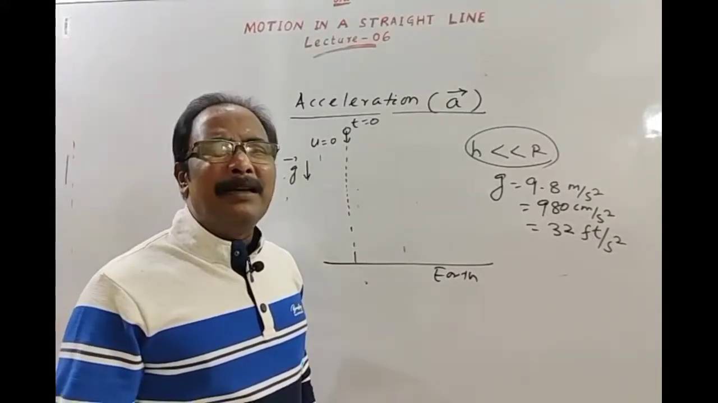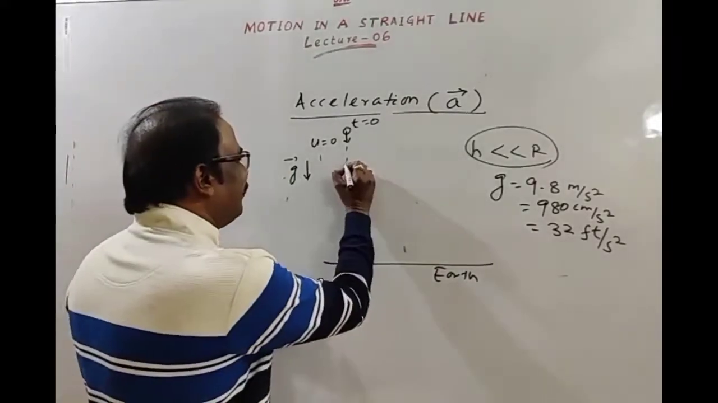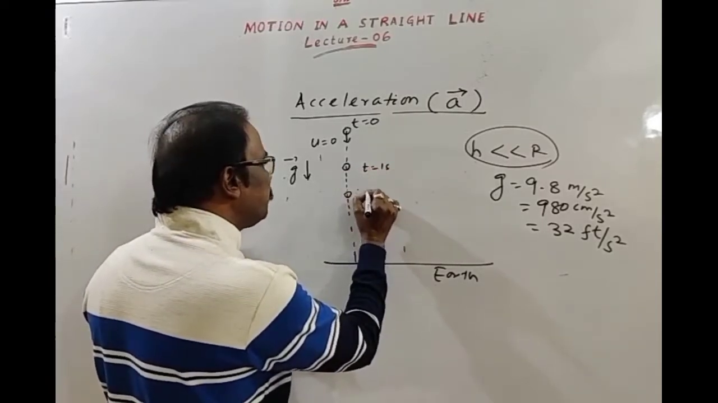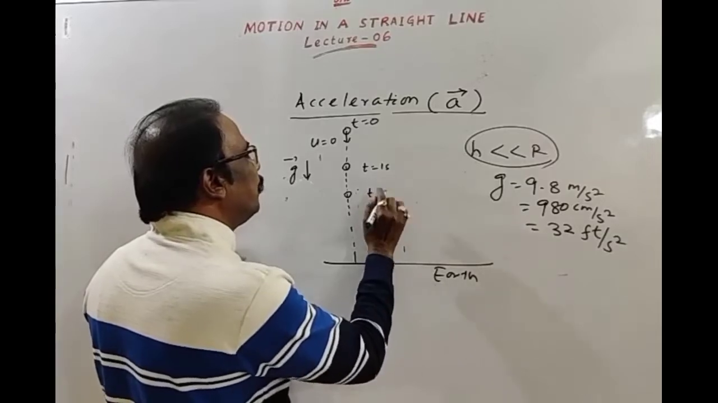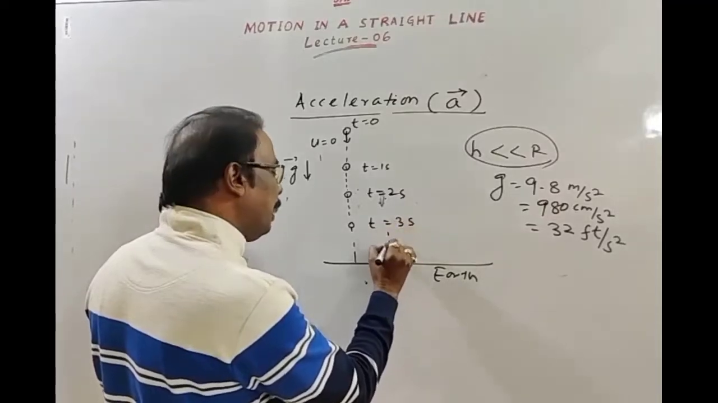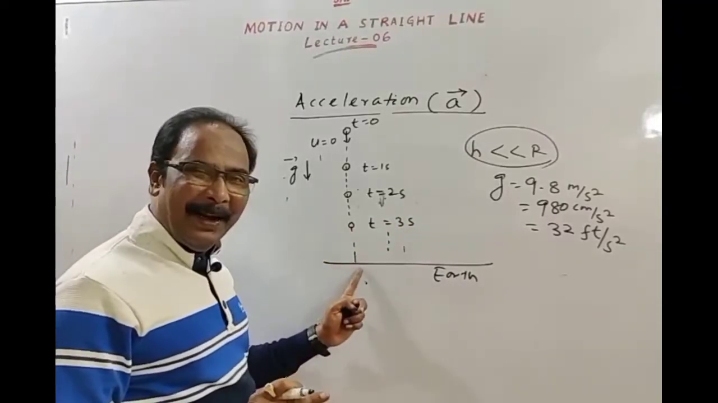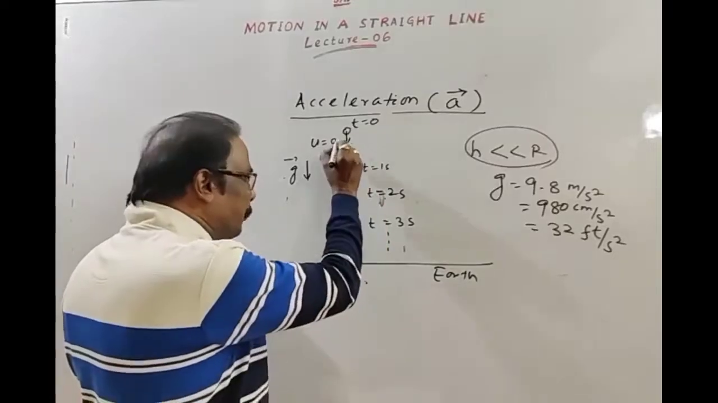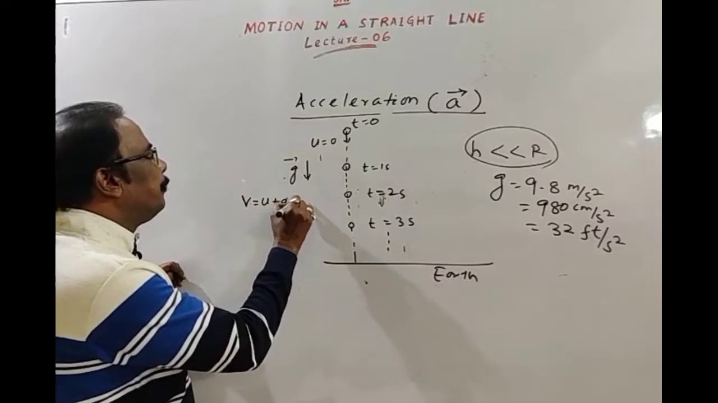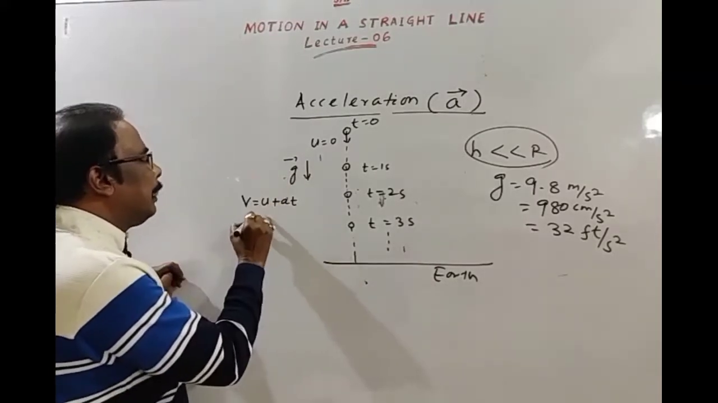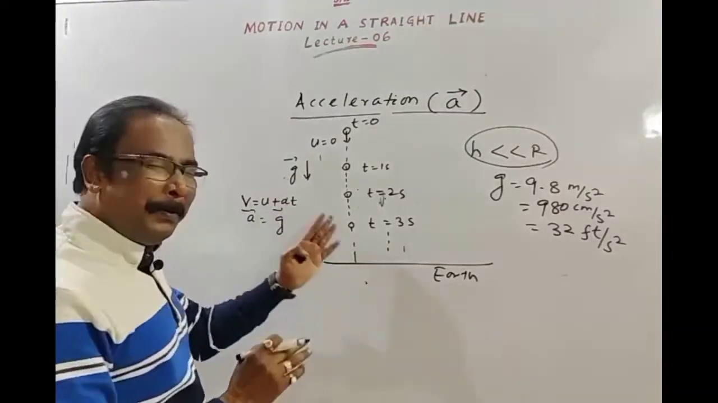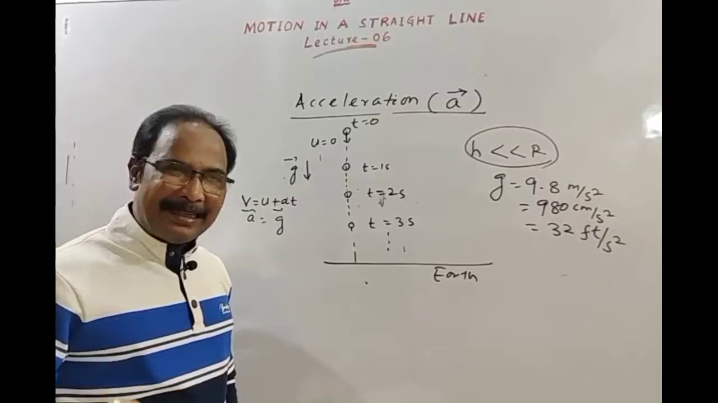Let's consider intervals of time. This is the position of the body when time is 1 second, this is the position when time is 2 seconds, this is the position when time is 3 seconds, and so on. In this case we use the equation v = u + at. Here acceleration is due to gravity, in the vertically downward direction. We will go through the equations in a later stage in this subject.